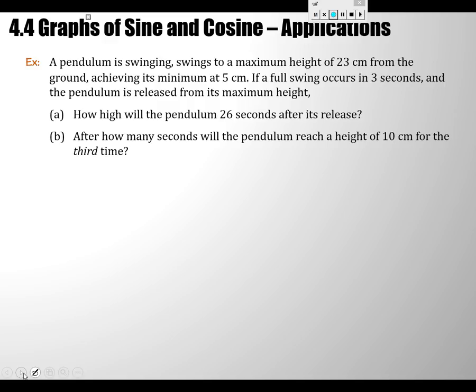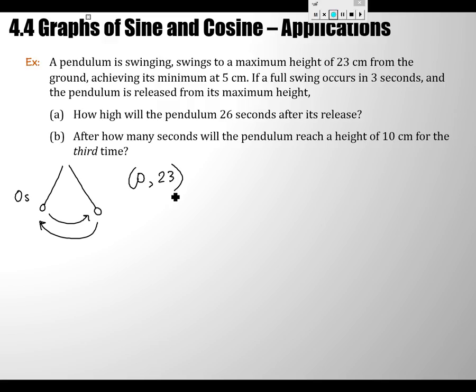Let's at least say one thing about the pendulum problem at the end here. Laura, you want to read it for us? How high will it be? If you want to model this, it says at 0 seconds it'll be at 23 centimeters high. When's the next time it'll be at 23 centimeters off the ground at its maximum height? By a full swing, what do you want to interpret that to mean physically? The pendulum does this, right?